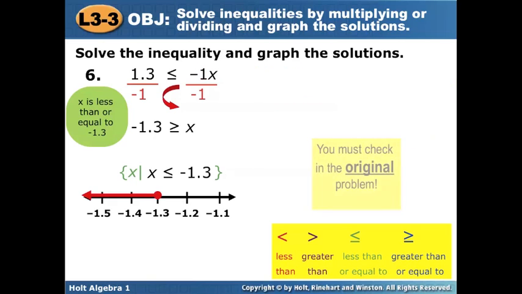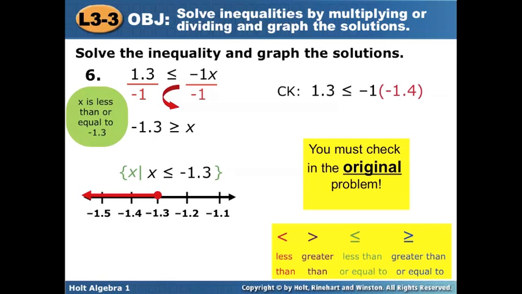Check a number from that shaded region. You always must check in the original problem. So notice we're using 1.3 is less than or equal to -1 times our x that we're checking, which is -1.4. We're checking in the original problem to make sure our solution is correct. It does check out. 1.3 is less than or equal to 1.4.